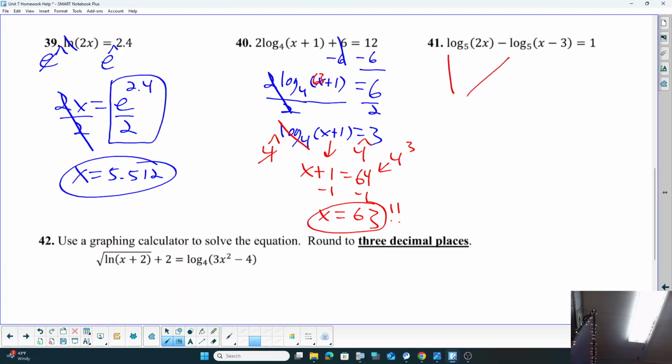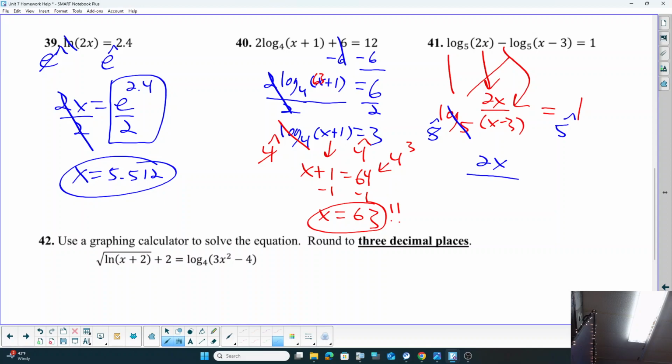Condense it. I'm going to condense it now to 1 log. And so that's going to be 2x, minus becomes division, x minus 3 equals 1. And then how do we undo log base 5? Both sides, base 5. So then we're left with 2x over x minus 3 equals, not a 1 anymore, now it's a 5.